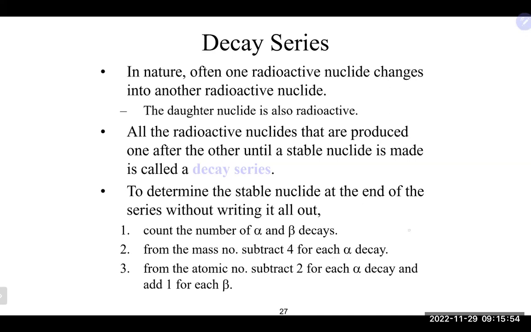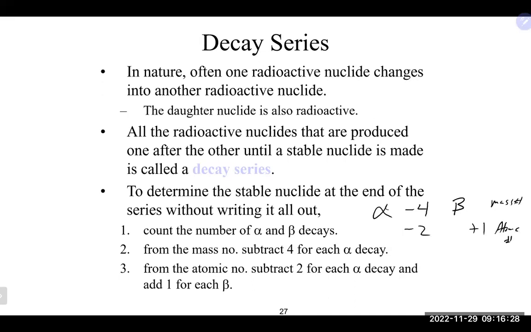For every alpha decay, you subtract 4 from the mass number, and you subtract 2 from the atomic number. And for every beta decay, you basically will add 1 back to the atomic number. So if you want to quickly do it, you could subtract those off from the mass number and the atomic number.